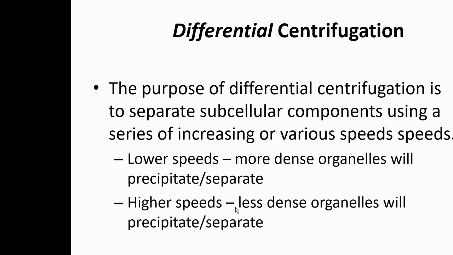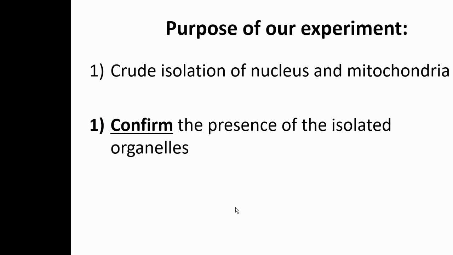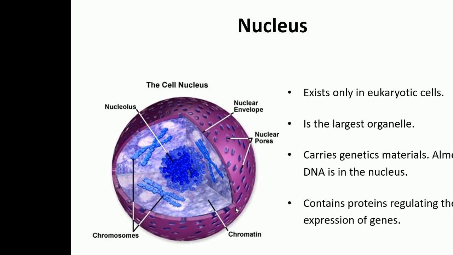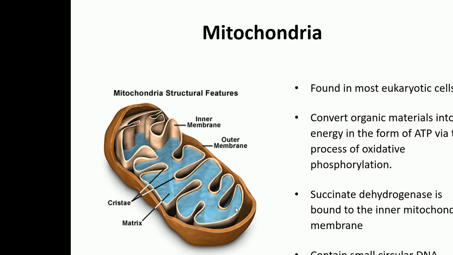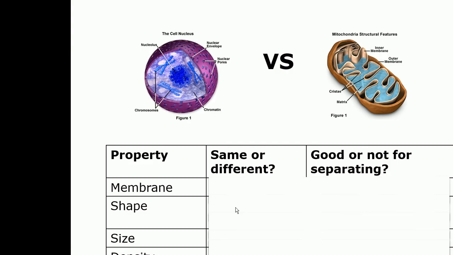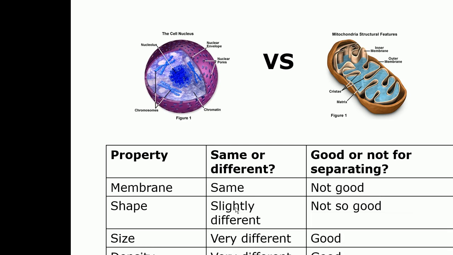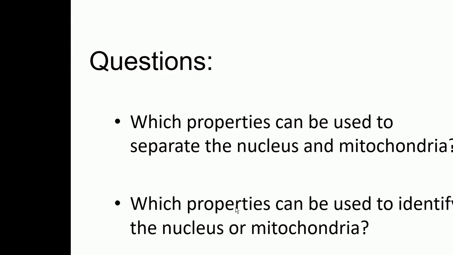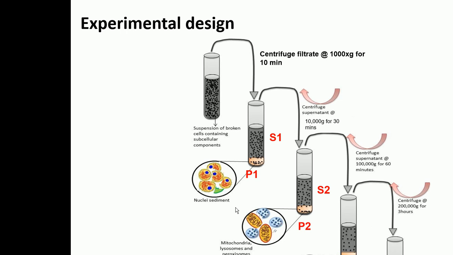I will be discussing the protocol with you, then you can understand. After we have done that, we need to confirm that we have actually isolated the nucleus and mitochondria. So the aim of this experiment is to isolate the nucleus first and then the mitochondria. You already know what the nucleus and mitochondria are. So this is the overall experimental design.